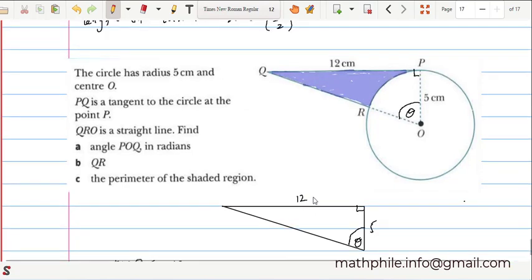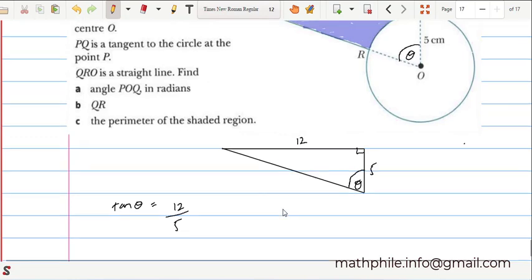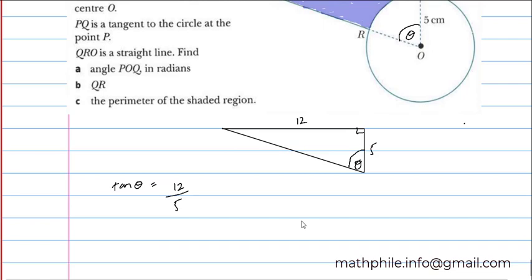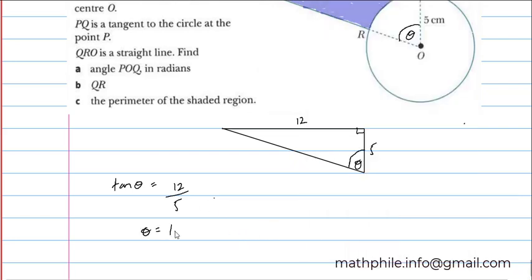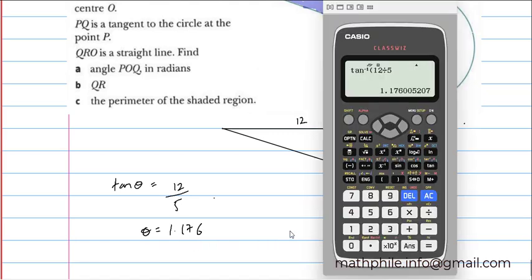Please make sure your calculator is set to radians. So you know how to set your calculator to radians, right? Yes, please. So shift and setup and angle units. Then you choose radians. Okay. So tan inverse of 12/5 gives you 1.176. So we say that theta is equal to 1.176. Is that okay?